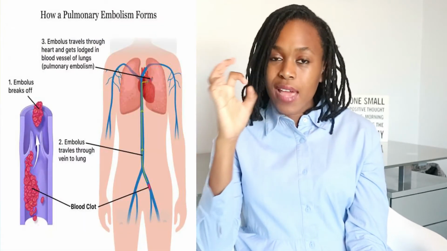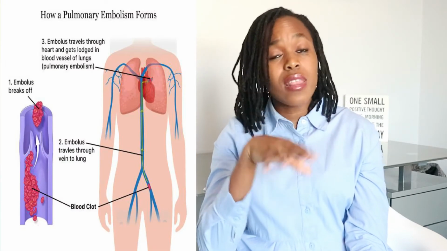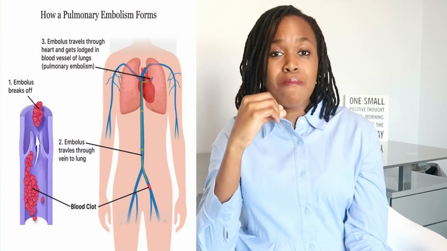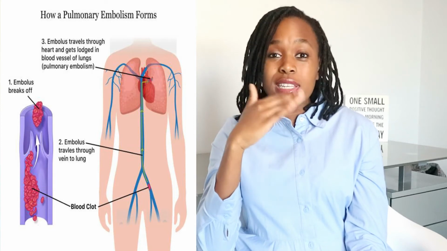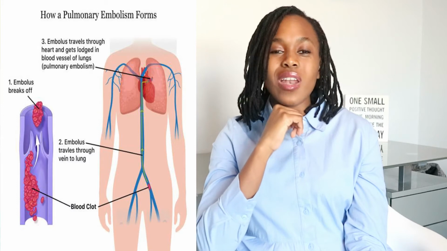Now, blood clots can be very dangerous, especially clots that form in your legs. The reason for this is because that clot can break off and form a small little clot, and that small little clot that wanders in the bloodstream is known as an embolus, and it can wander and block one of the arteries that are situated in your lungs.